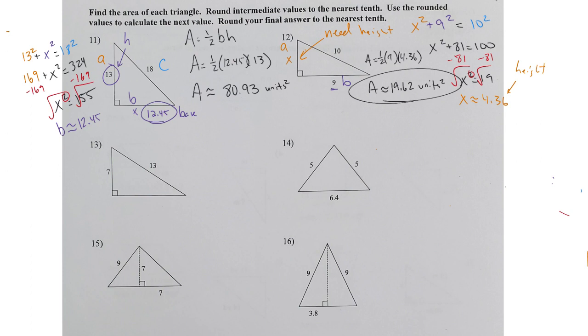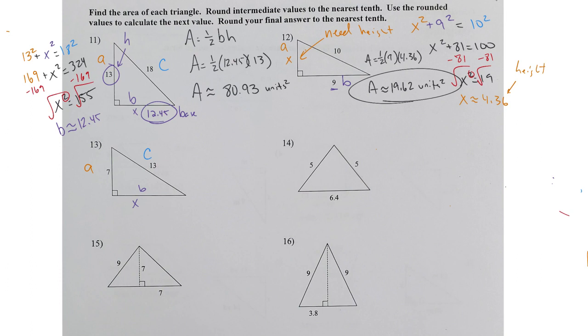13, exact same concept. I'm going to call 7 A. I'm going to call C 13. And I'm going to say B is x. And that's now the same base for my height and stuff.